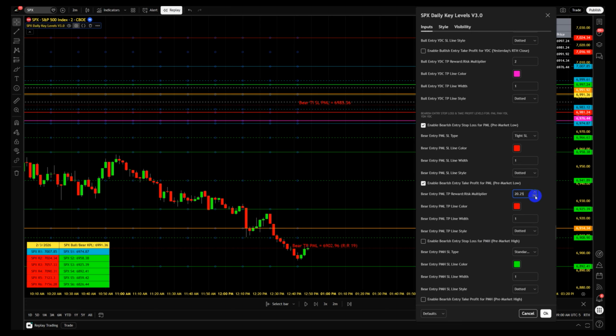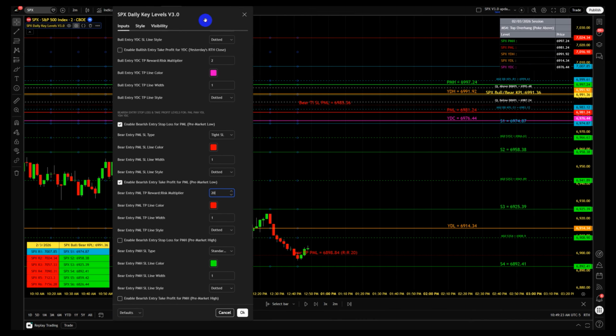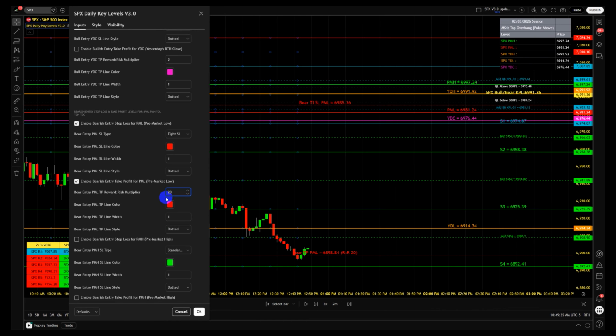$19, 20, 21. So just under 21. Basically put it back at 20. If you want to just see, like if you were just trying to say, okay, what if it hits S4? What's the risk reward on that on tight stop loss?